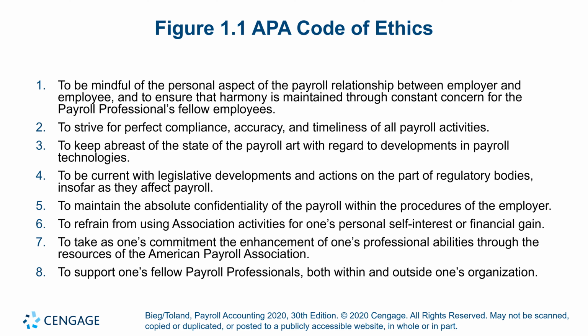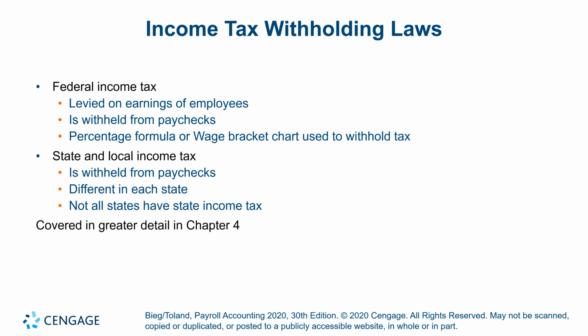Percentage formula or wage bracket chart used to withhold tax. So we're going to get more practice with these calculations as we continue through the chapters, starting in chapter 2. So state and local income tax withheld from paychecks, but then again, the employer holds the tax from the employee's paycheck, but then the employer has to turn around and pay that to the state Department of Revenue. So, state income tax payable type liability is what we would use. The laws are different in each state, and just like it shows here, not all states have a state income tax. So we talk about that more again as we continue through the chapters, as it shows here in chapter 4.